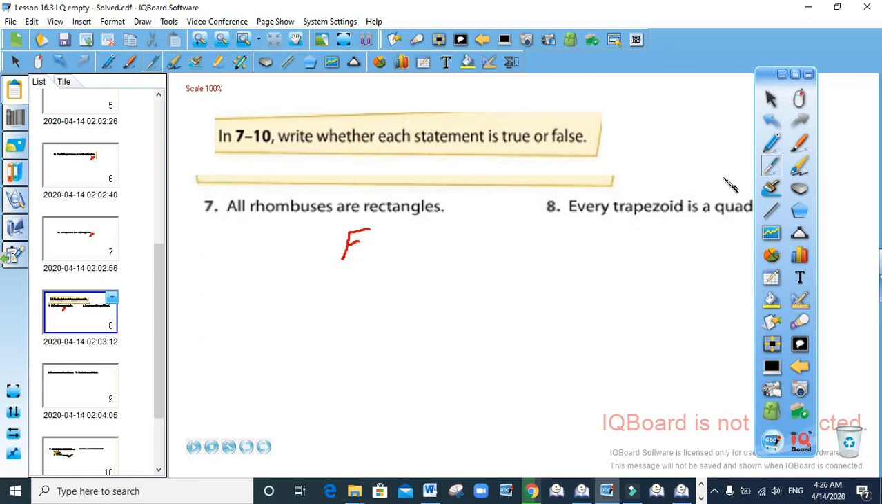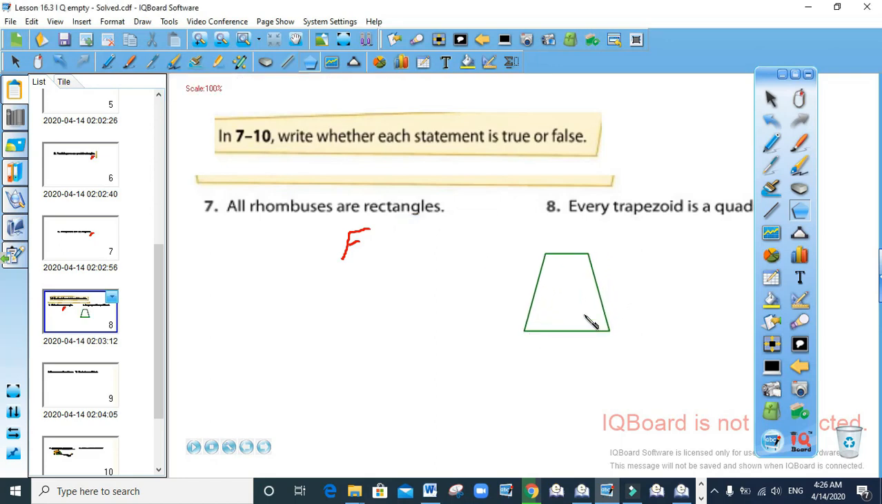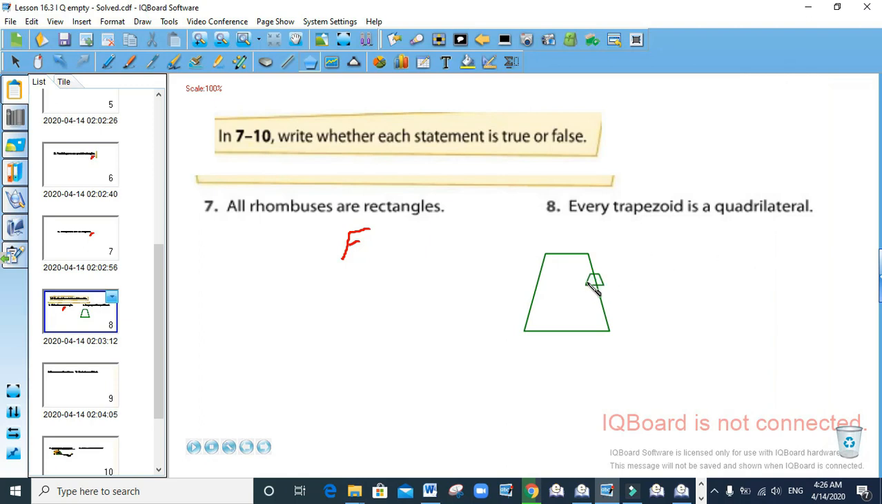Every trapezoid is a quadrilateral. Yes, each and every trapezoid. If we draw a trapezoid here, this is a trapezoid. Each trapezoid can be a quadrilateral, yes, because it has 1, 2, 3, 4 sides. Let's count them: 1, 2, 3, 4 sides. Because of this, we can name the trapezoid a quadrilateral.